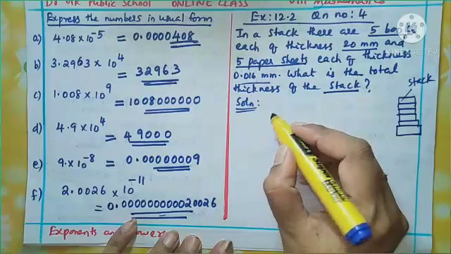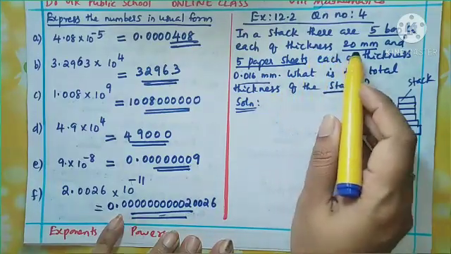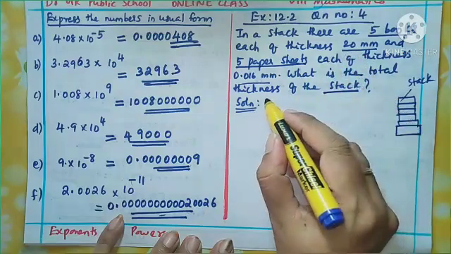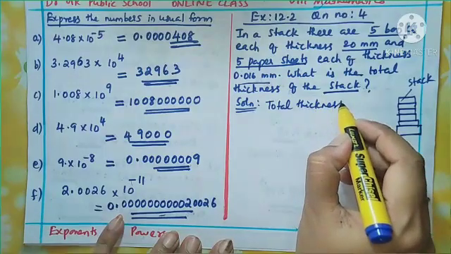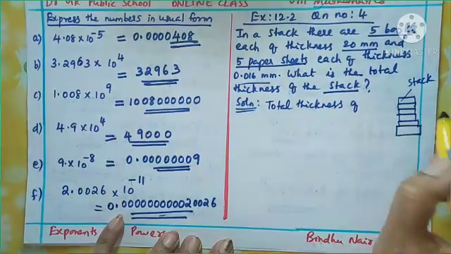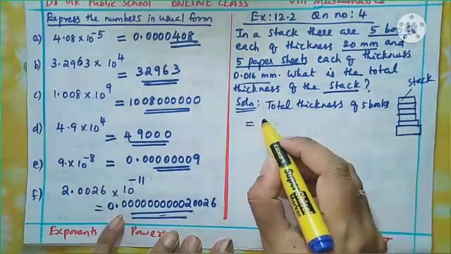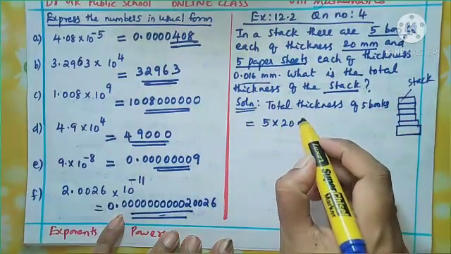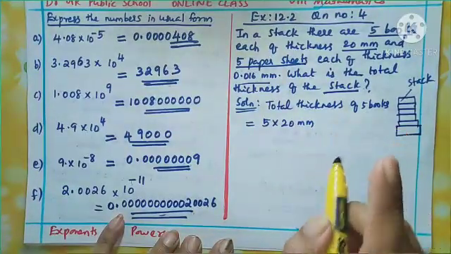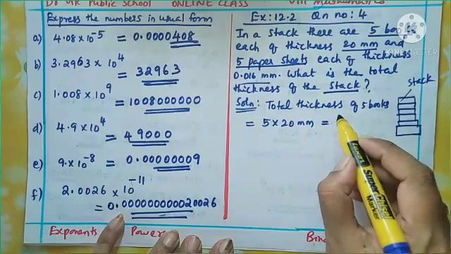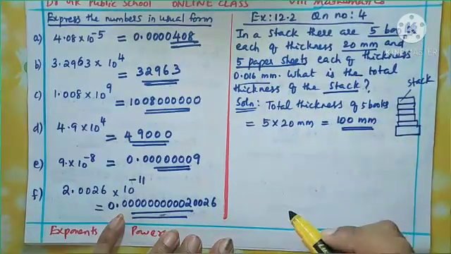Here what is given? Thickness of each book is 20 millimeter. So you can write directly, total thickness of 5 books is equal to 5 multiplied by 20 millimeter, because 20 millimeter is the thickness of one book. This will give you 100 millimeter as the total thickness of the 5 books.